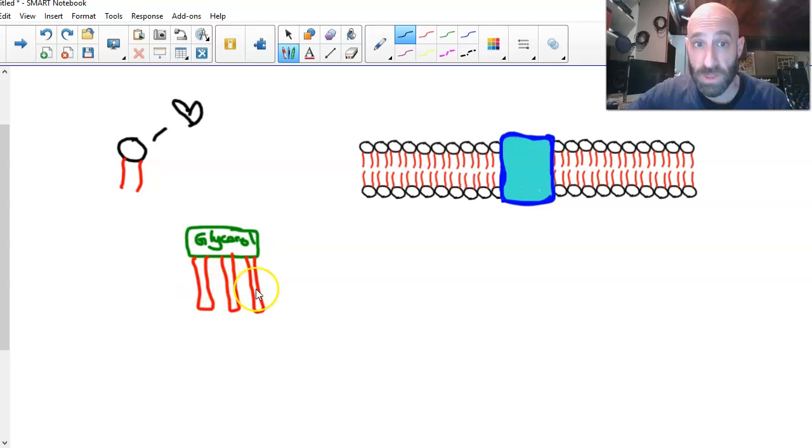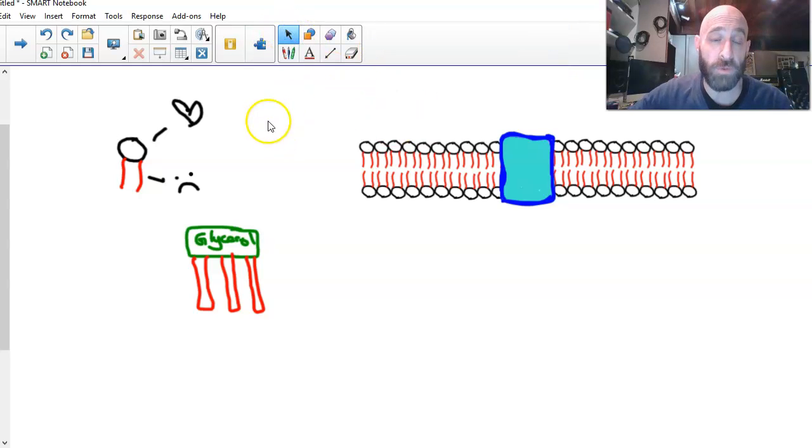A triglyceride has 3 fatty acids. This only has 2 fatty acids. So it has a 2 fatty acid tail attached to a phosphate group. And the fatty acid tail does not like water. It actually is hydrophobic. So what you end up with is a scenario where this molecule actually will move depending on if water is present.